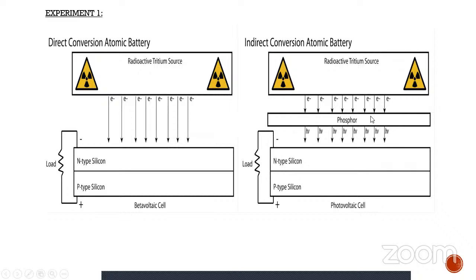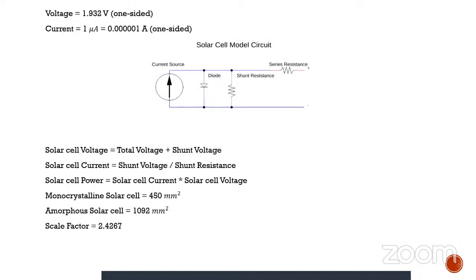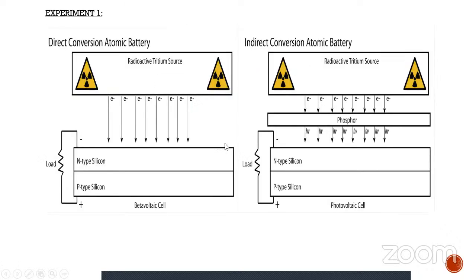The phosphor acts as a middleman and converts those electrons and radiations from the source to energy, and then this heat energy is converted to electricity. So it's like a photovoltaic cell, much like a photovoltaic cell. Okay.